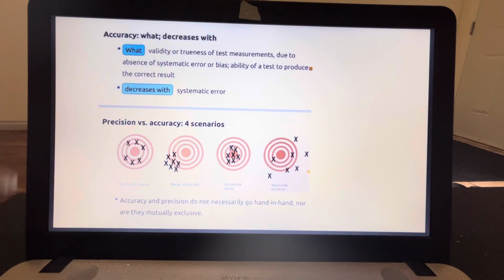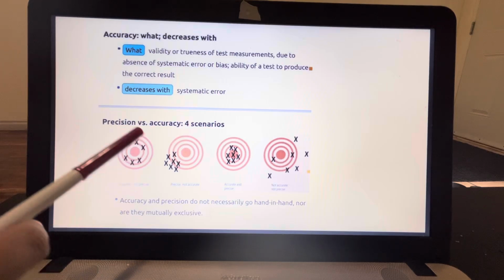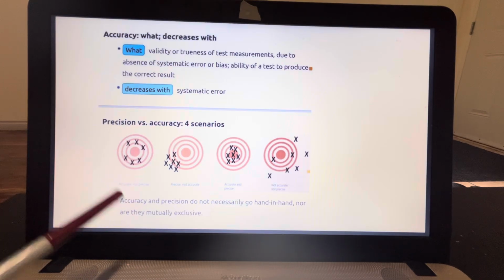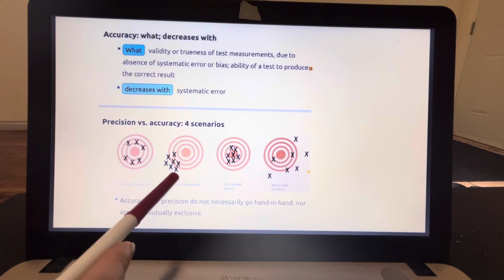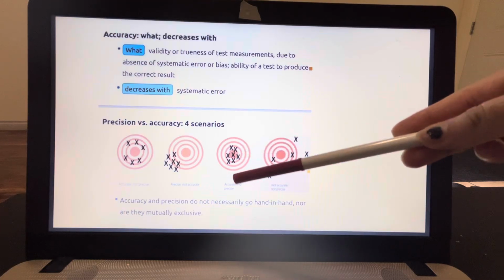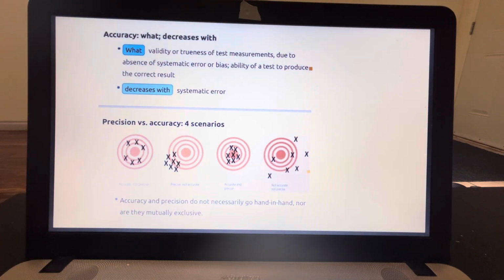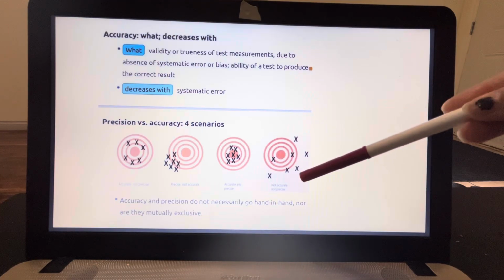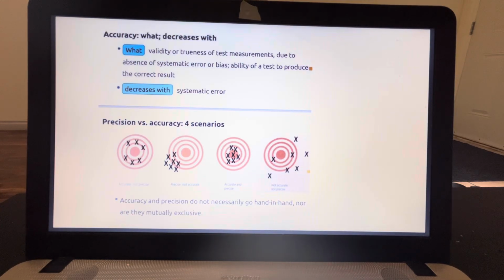So for the first diagram, you can see it is accurate, not precise. The center is the gold standard. If it is around the gold standard, then it is accurate. And if it is concentrated at one point, it is precise. So this is accurate, but this is precise. And this one is accurate and precise, because they are collected at one place and close to the gold standard. This one is not accurate, not precise. So make sure you know this diagram by heart. It is very, very important.